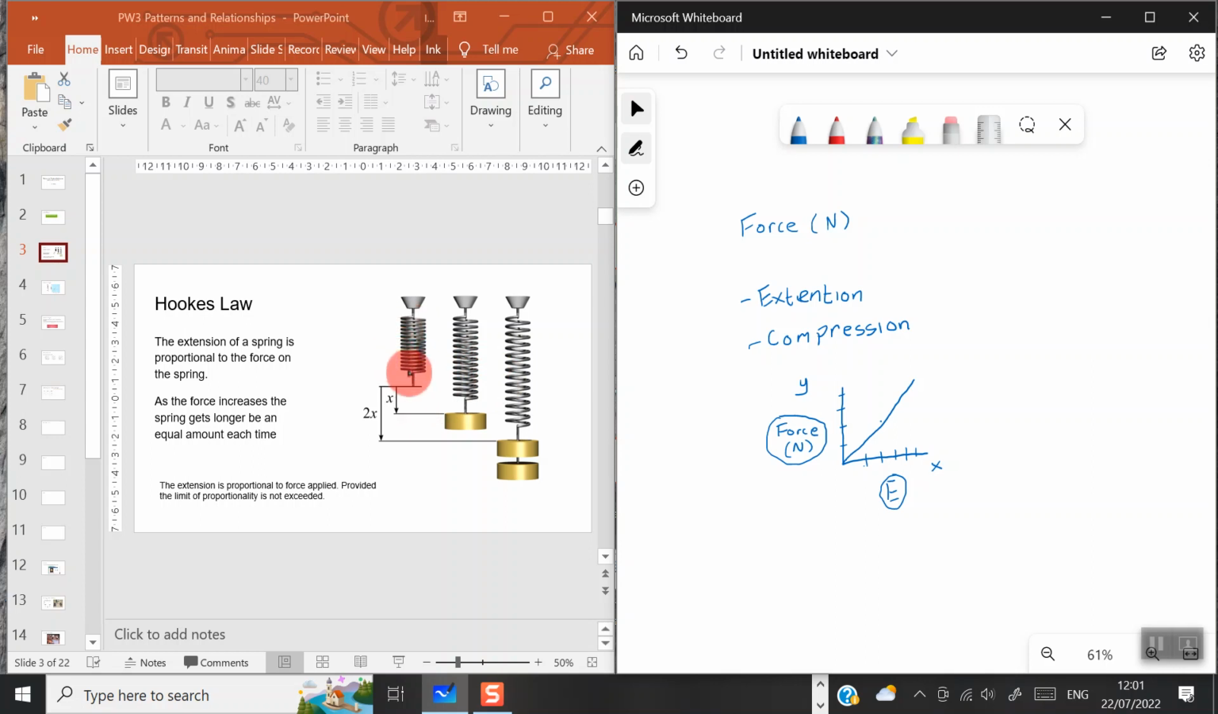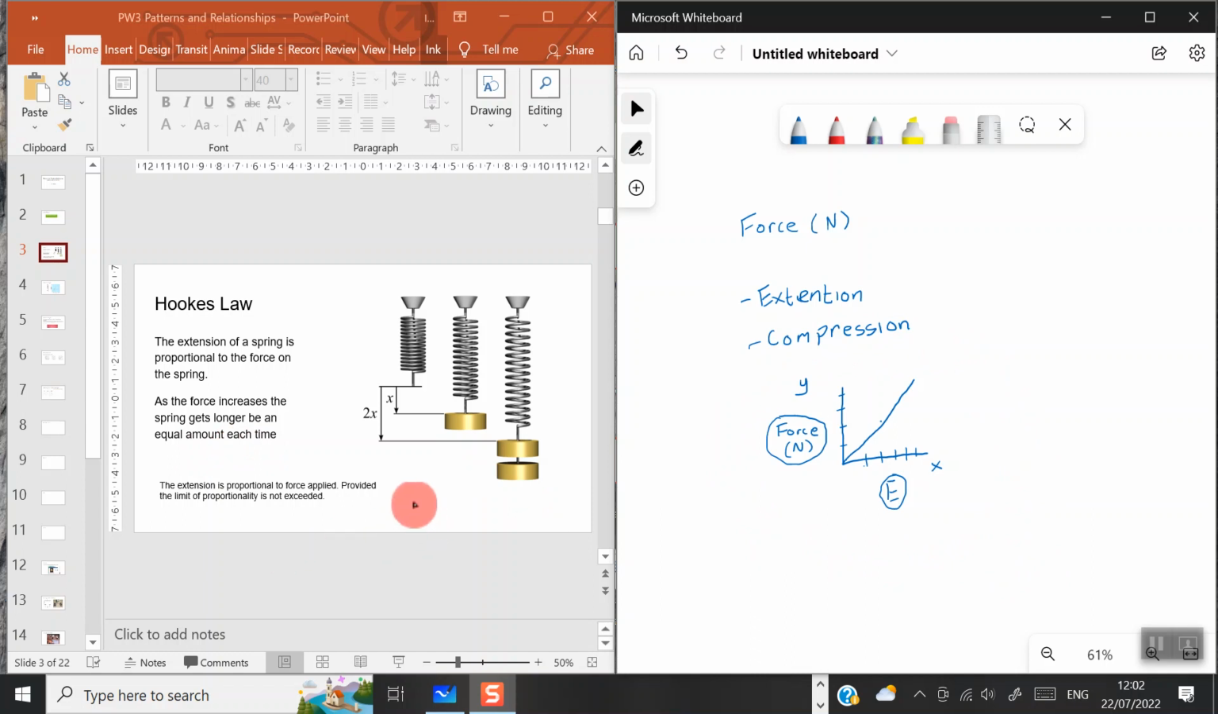For example, we start off with no extension on the spring. We add a force, and we get an extension of x. Then if we add 2 times that force, we get twice the extension. If we add 3 times the force, we get 3 times the extension, 4 times the force, 4 times the extension, etc. And if you graph it, you get a graph that looks something like this. As we add on more force, the spring gets longer by equal amounts each time. This is a pattern that we can physically observe, plot and measure.